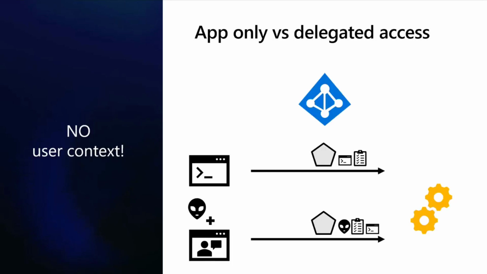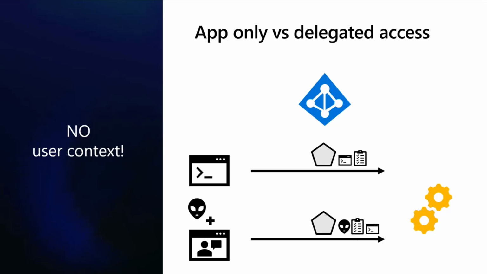Because of that, the key information is that we don't have user context in this scenario. There is no user running anything. And that is the main difference in what we're calling app-only versus delegated access. In an app-only scenario, we will have the information in the tokens about the application and the roles or the details about the application itself. We don't have anything related to the user.